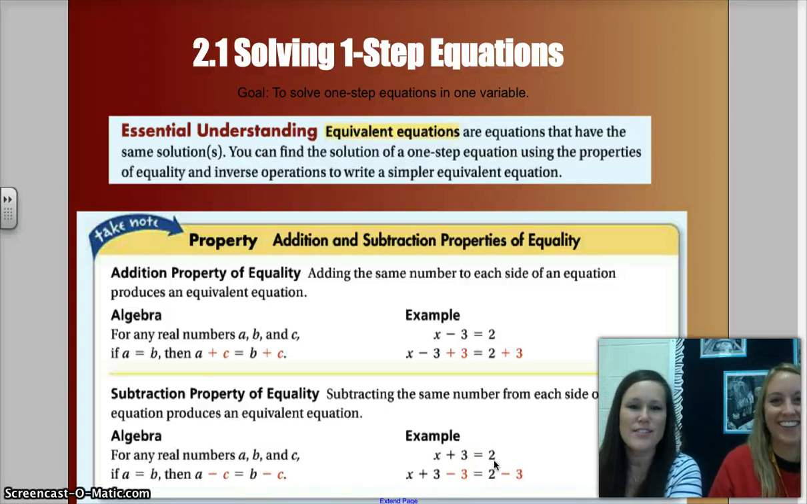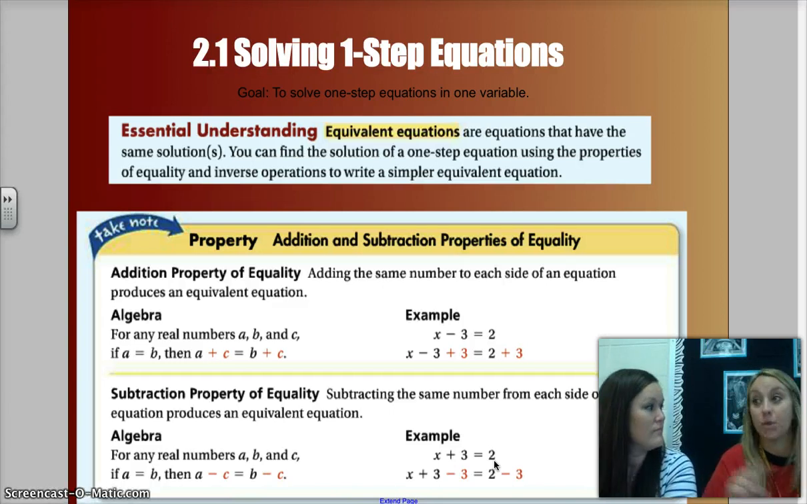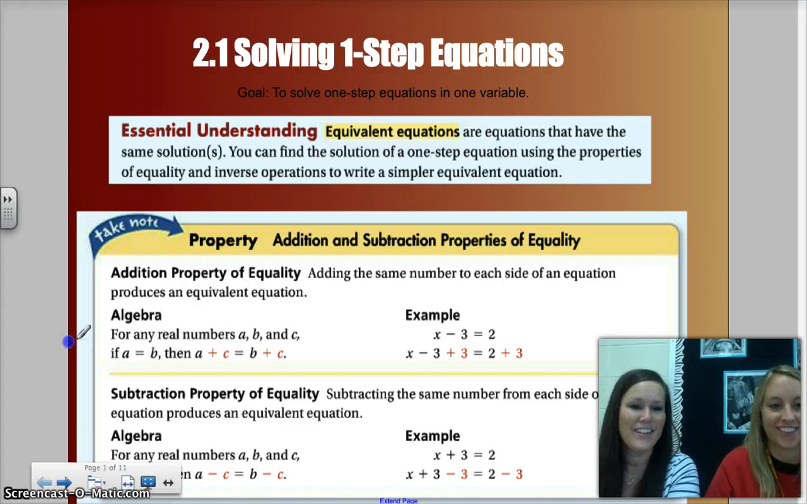Chapter 2, solving equations. One step this time. Spoiler alert, you're going to do 2 steps later, and then multi-steps. We believe in you. But we'll just start with 1. So, let's get that out of the way.